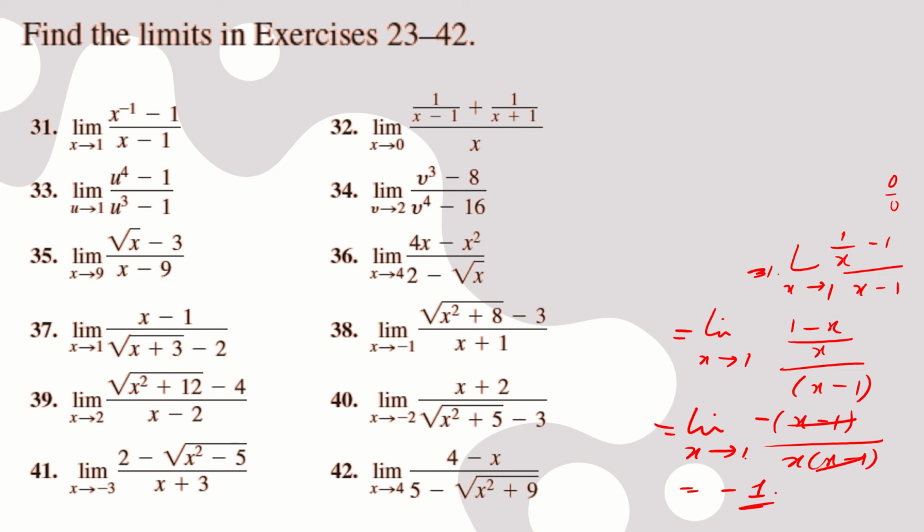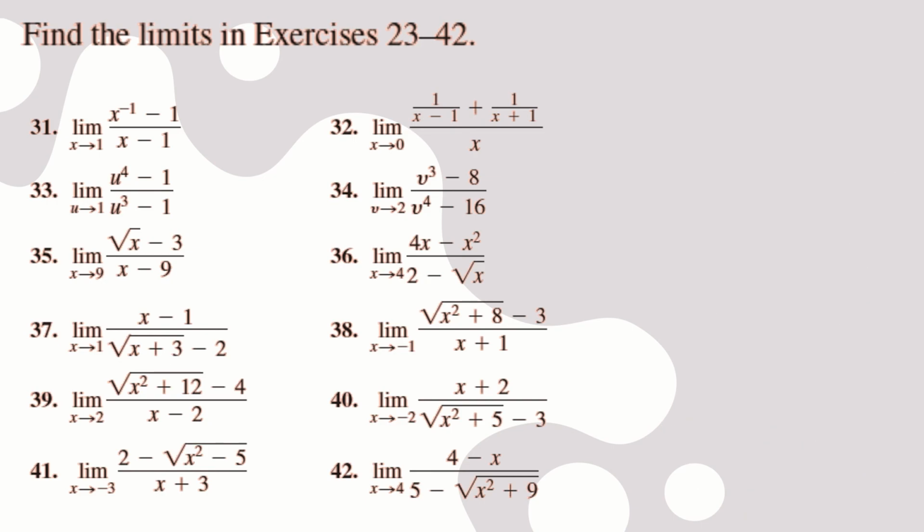Same thing in 32, we simply take LCM in the numerator, and then we cancel the common factor. 33 factorization, 34 factorization, and so on.